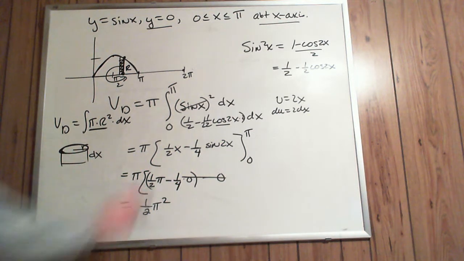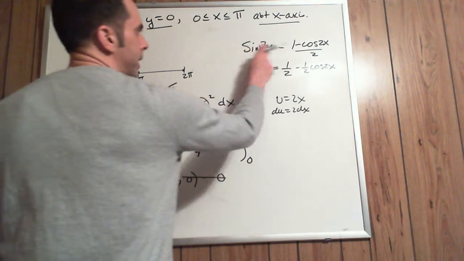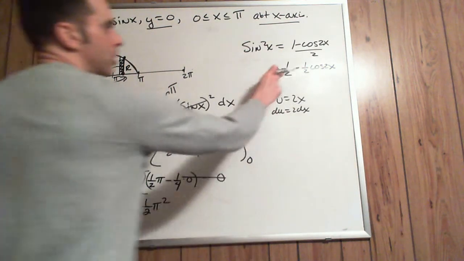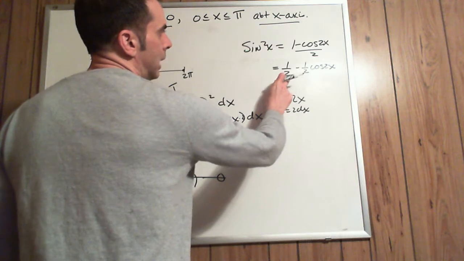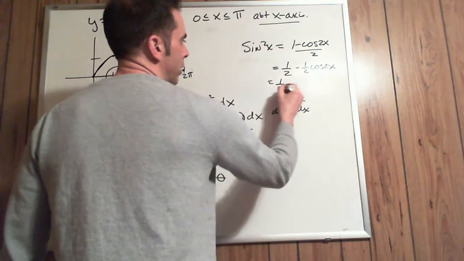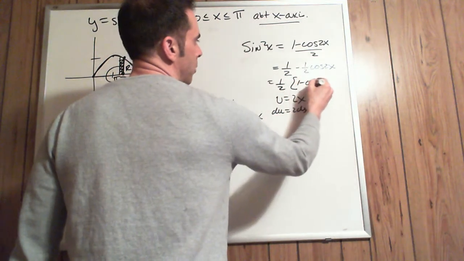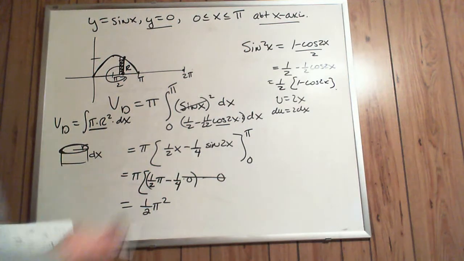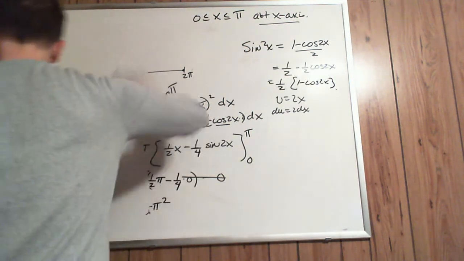I just want to make sure that we talk about the sine squared being the identity 1 minus cosine 2x all over 2. You can split that up to mean 1/2 minus 1/2 cosine 2x, or you could factor out the 1/2 and make it 1 minus cosine 2x. Okay.